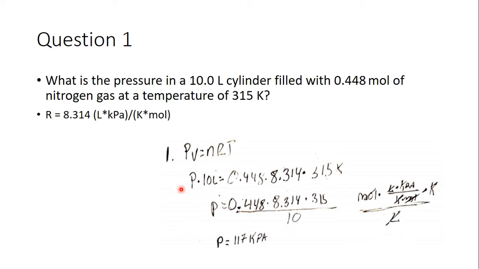So pressure times our volume, 10, equals number of moles, 0.448, times the gas constant, 8.314, times temperature. We want to solve for P, so we just divide each side by 10, and our pressure is 117 kilopascals. What I'm showing on the right-hand side is how the units all cancel out to show that we are actually left with kilopascals.